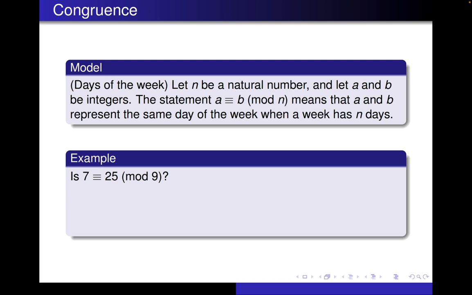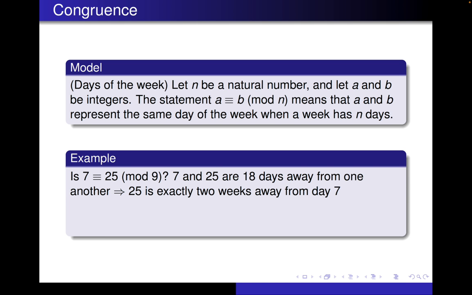So as an example, is it true that 7 is congruent to 25 mod 9? Well, we want to see if they're the same day of the week. Now, it looks like there are 18 days between 7 and 25, so you may think, oh no, that's not a whole number of weeks away from each other. Except remember, mod 9 means that we have 9 days in a week. So if there are 18 days between 7 and 25, that means that is 2 weeks. So 25 is exactly 2 weeks away from 7, and that means, yes, 7 is congruent to 25 mod 9 because 7 and 25 are 2 weeks away from one another.